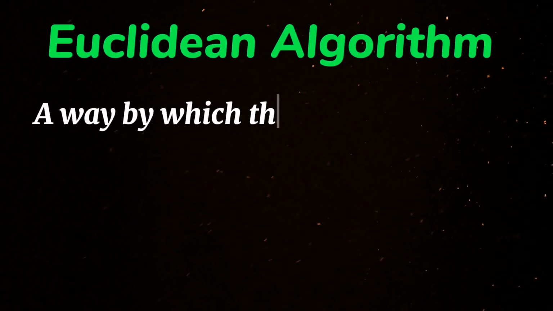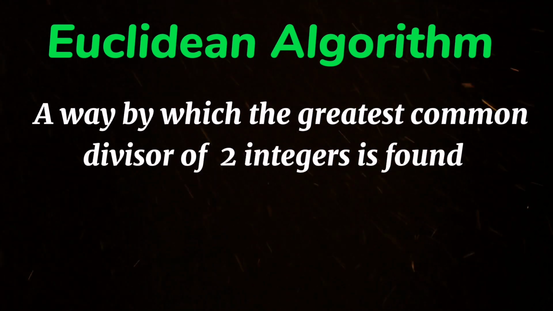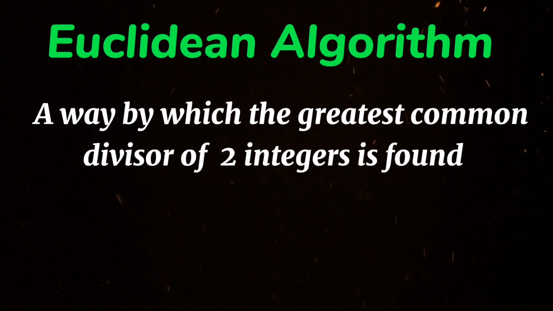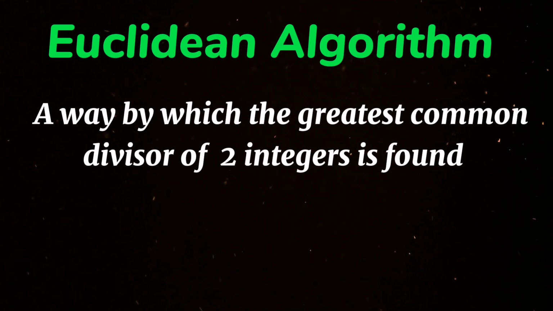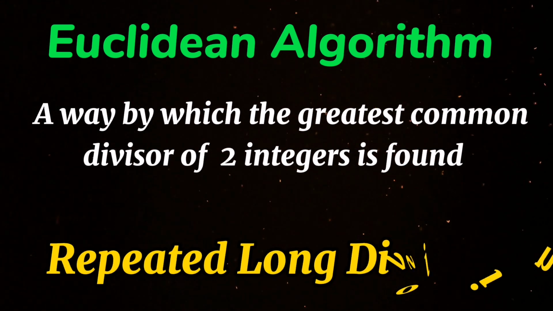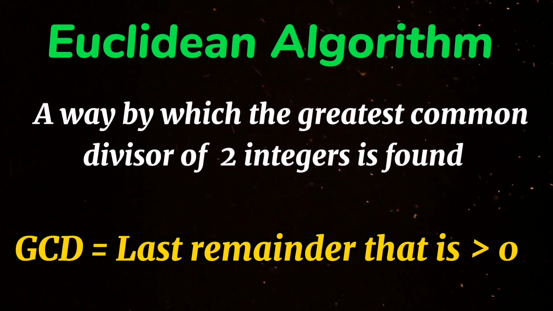Euclidean algorithm is simply a way by which the greatest common divisor of two integers is found. No matter how big the two integers are, we can find their greatest common divisor using the Euclidean algorithm. It simply involves us repeatedly performing long divisions, and then the last remainder, which is greater than 0, is our greatest common divisor.